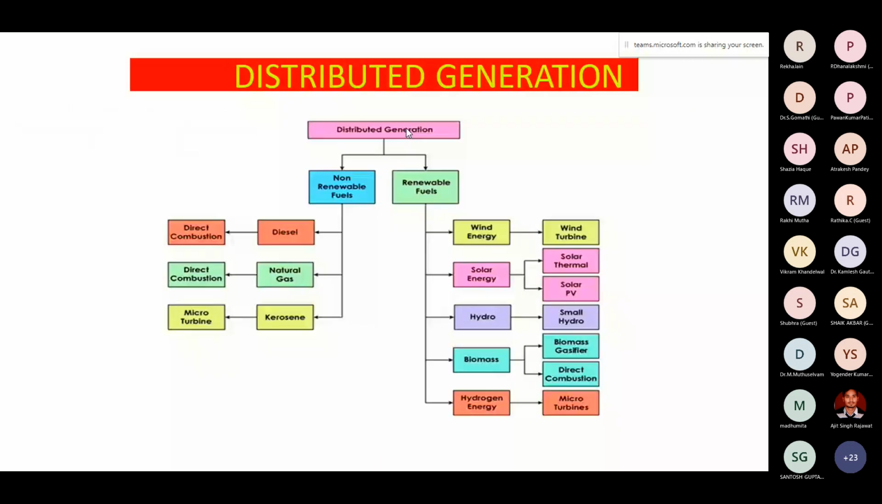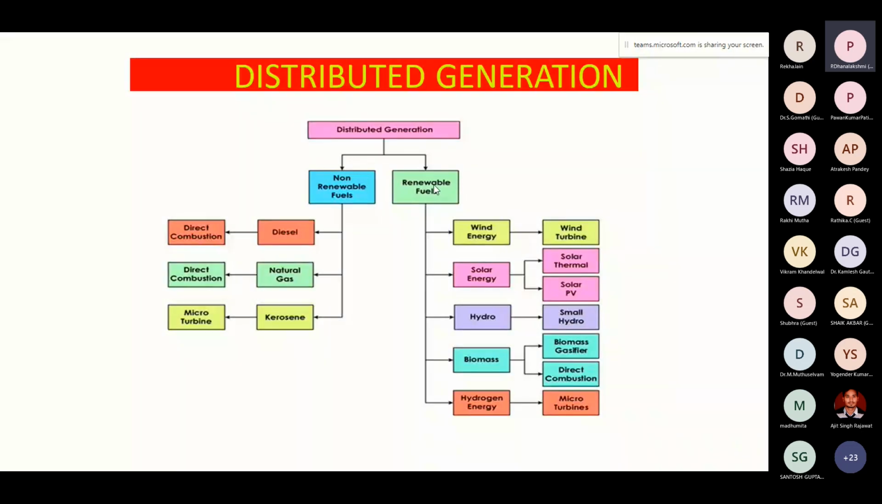So as I told, these DGs can be classified into two types. These DGs can be, we all were knowing about the diesel generators or the generators based on either natural gas or kerosene. So with this, basically, we directly burn these fuels. So with that, we get an energy which is finally used to run a turbine. So they were the DGs which were based on non-renewable fuels. However, in modern days, we have switched over towards the renewable energy based DGs.